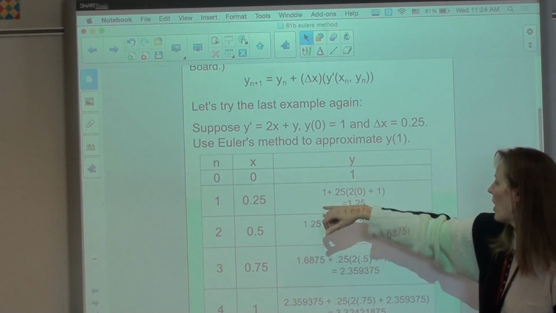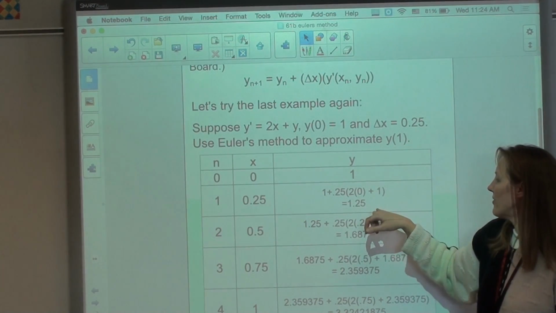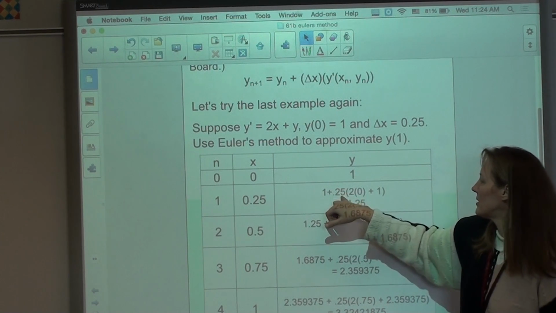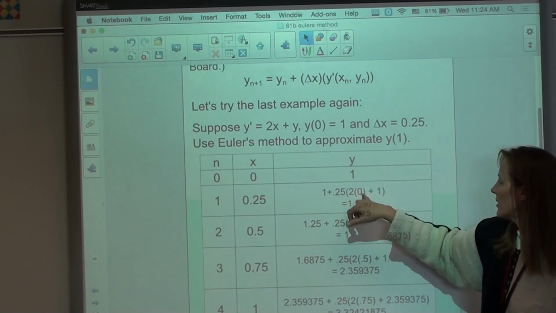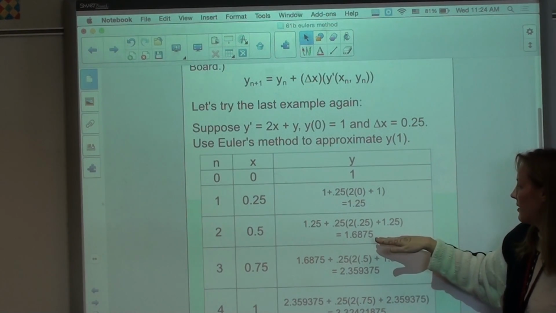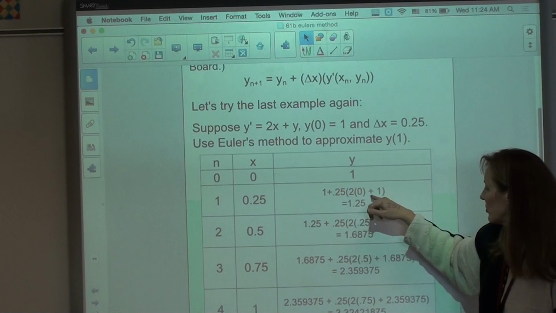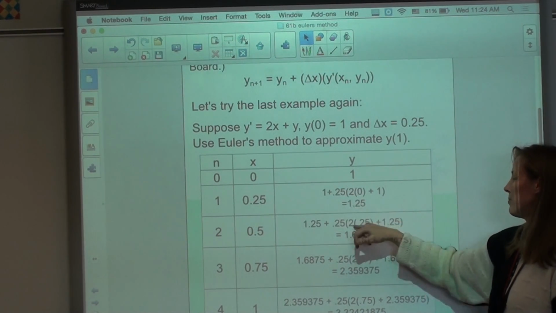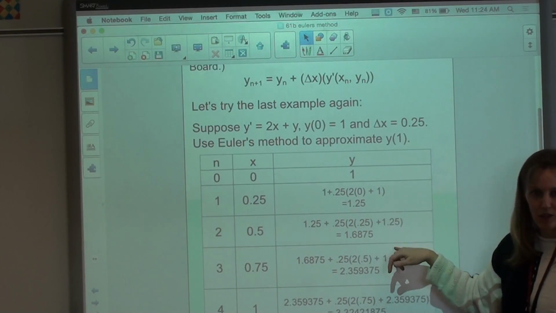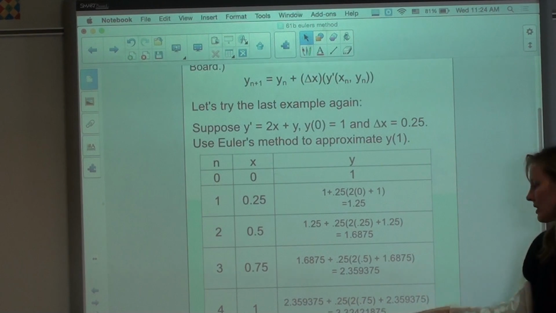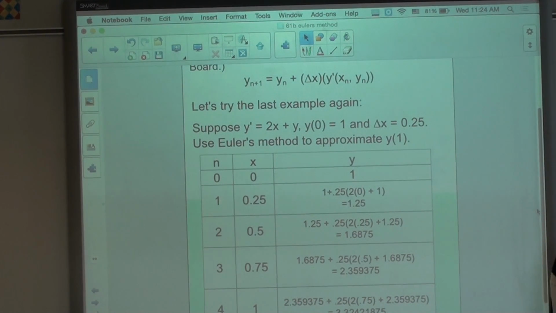So our y sub 1, our first y value, is equal to the original y value plus the delta x times you plug the original x and y into your y prime. For the next y value, you plug in the previous y value plus 0.25 times the previous x and y plugged into your differential equation, back into the next one. And you just keep doing that until you get to your x value equal to 1 and you get your final y value. So that's there.